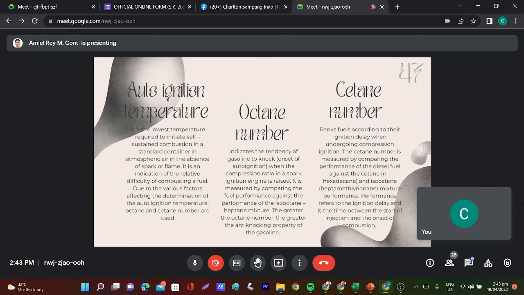Okay na. Cetane number ranks fuel according to their ignition delay when undergoing compression ignition.